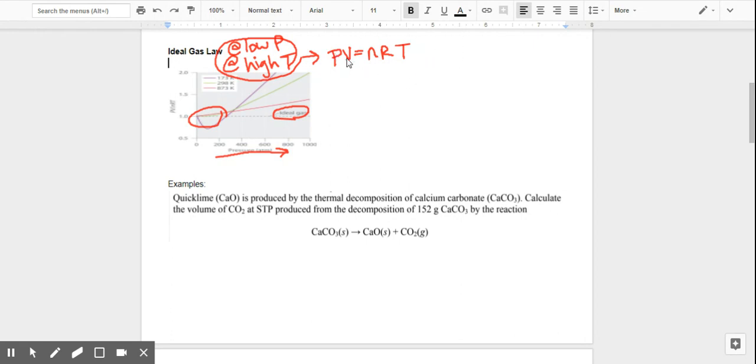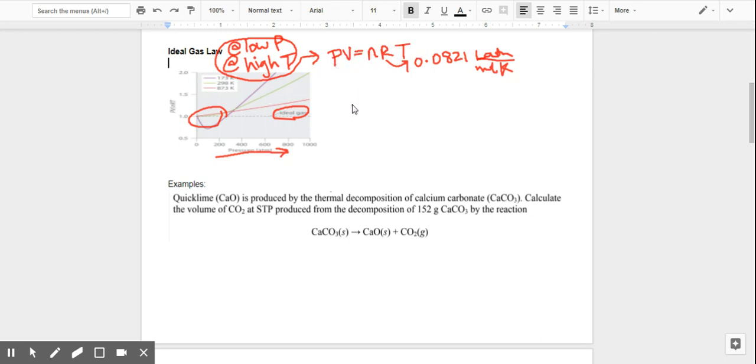When we're working with PV equals nRT, we can solve for a number of different things. Most of the time you're solving for moles, volume, or pressure, but you can also solve for temperature. And again, this R value is 0.0821. The reason is that the units are liters, atmospheres, over mole Kelvin, which corresponds with all the units we have in PV equals nRT.